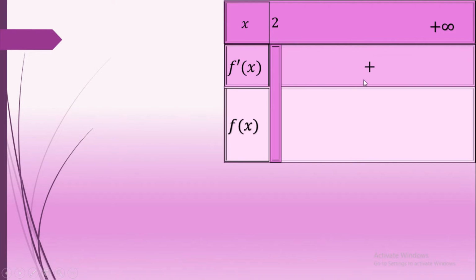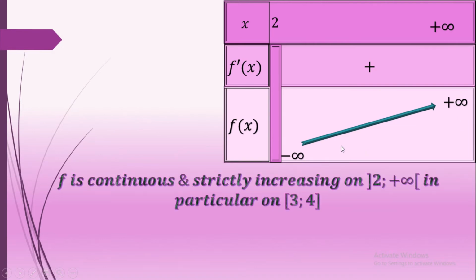Note that f prime of x is positive, then f of x will be strictly increasing. Well, it increases from the limit of f of x as x tends to 2, which is minus infinity, till the limit at plus infinity of f of x, which is plus infinity. Well, note that f is continuous and strictly increasing on the interval 2 open till plus infinity, so it will be, in particular, continuous and strictly increasing on the interval 3 to 3.5.